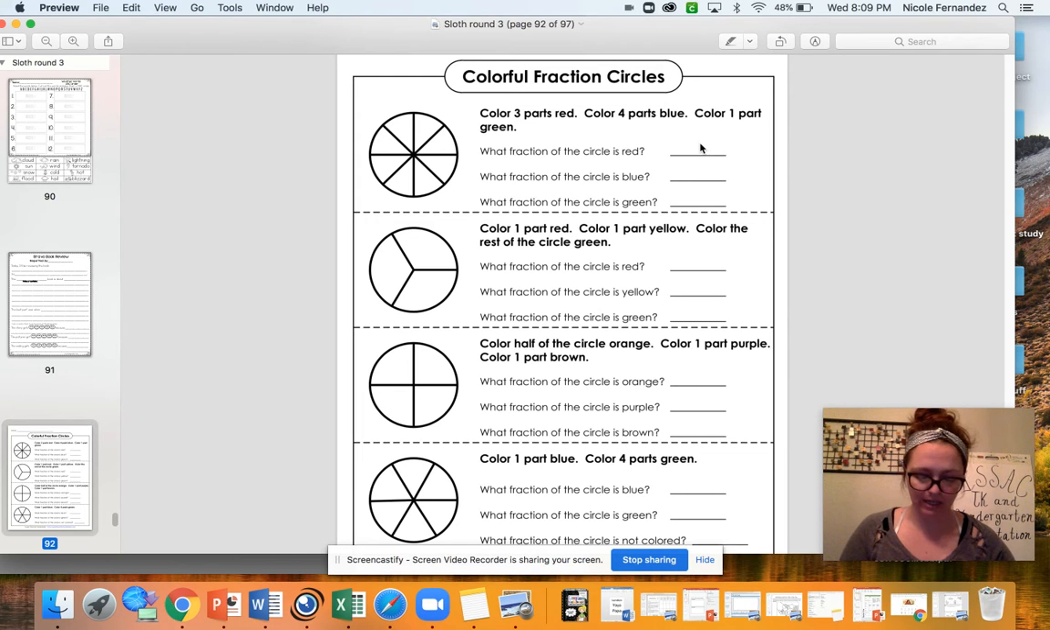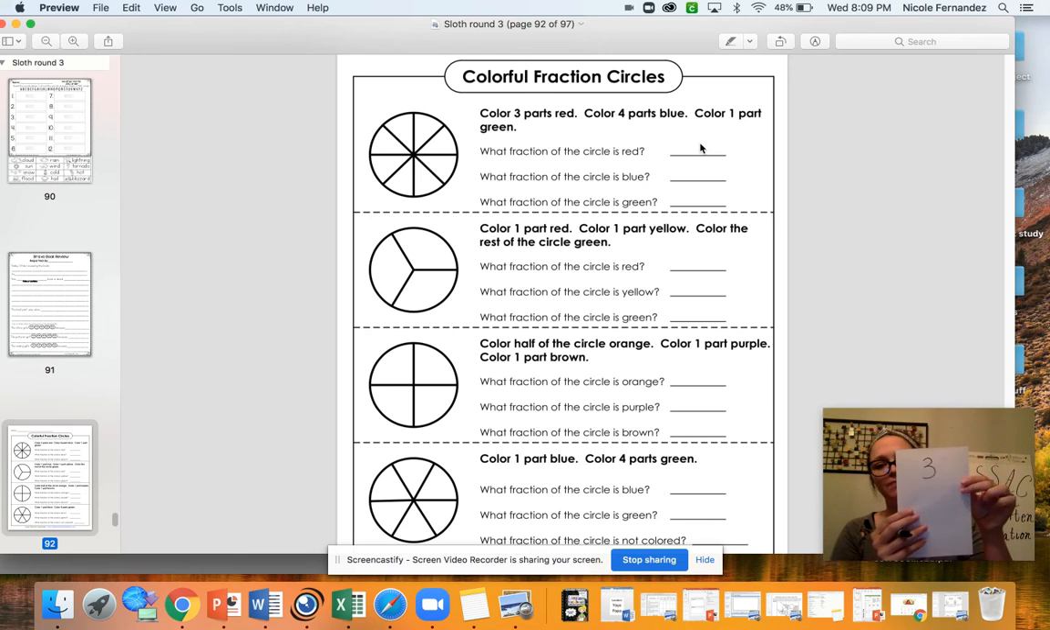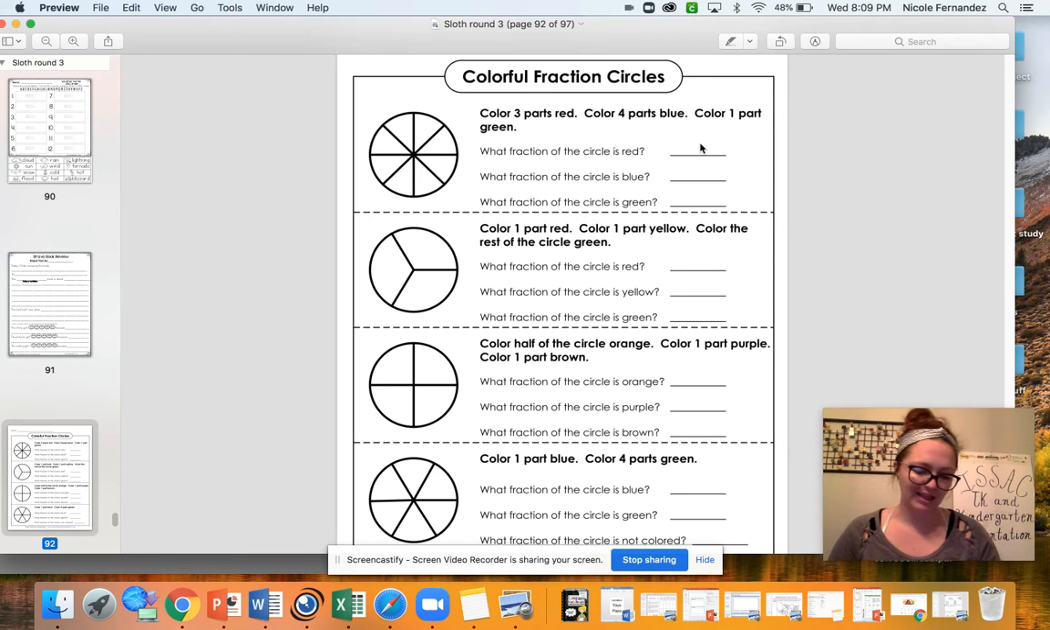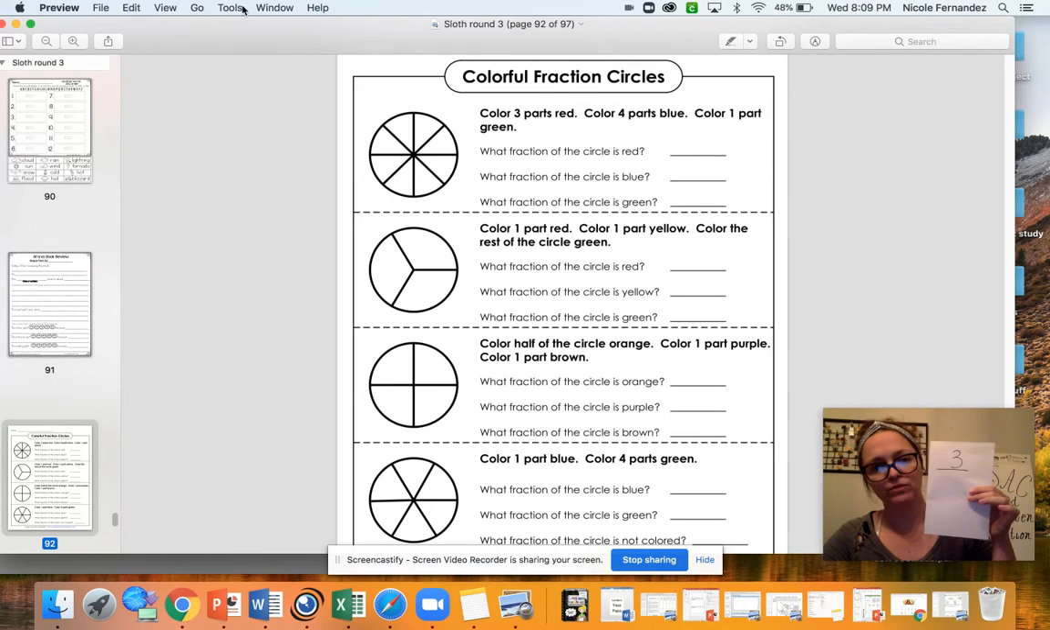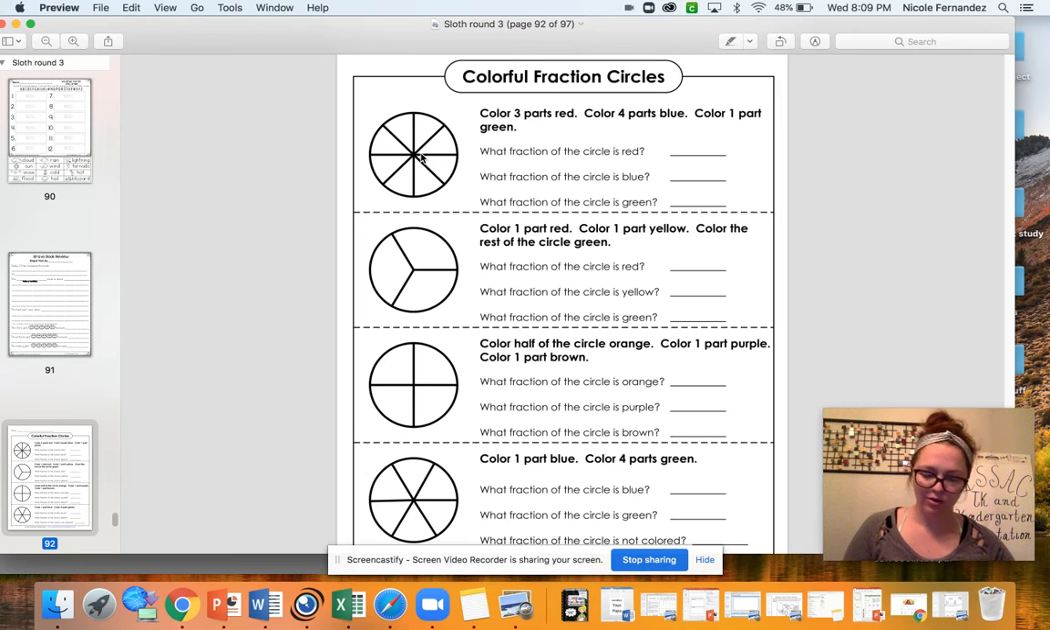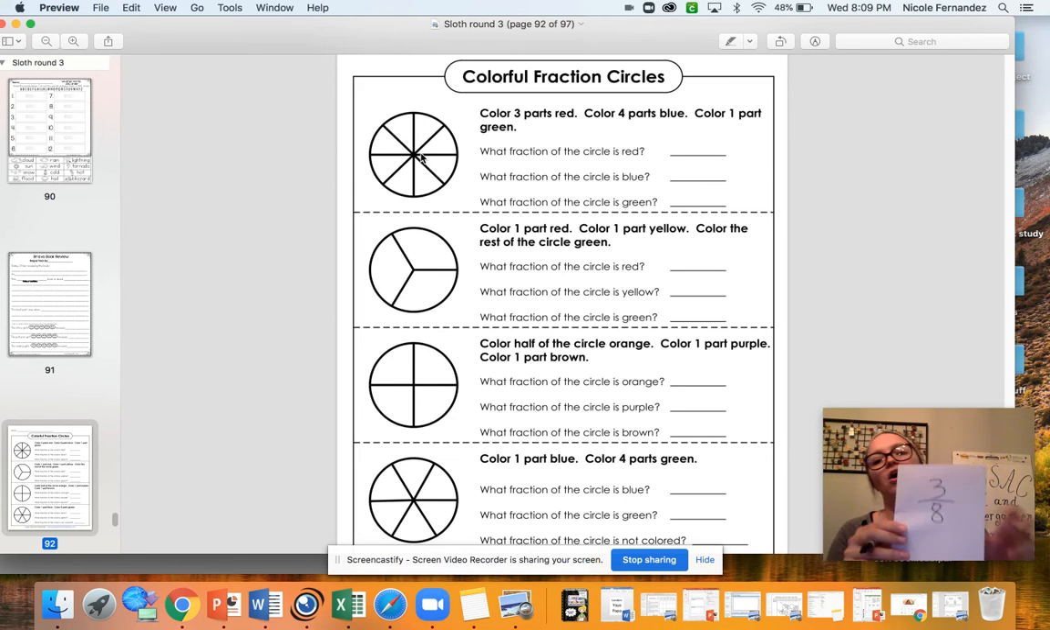So we already said we're coloring in 3 of the pieces red. So I have 3. And then I have to draw a line. And I have to put how many pieces there were total. So in this shape, there was 8 pieces total. So our fraction for this, oops, I actually wrote that really small. Let me rewrite it. It would be 3 out of the 8 pieces are red. So we have 3 out of 8, okay? So that'd be the fraction for that.